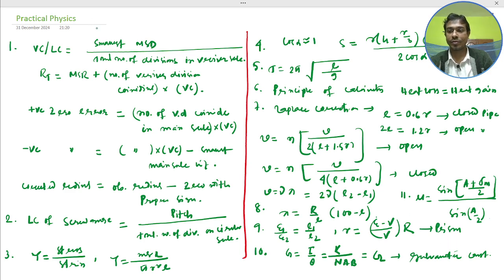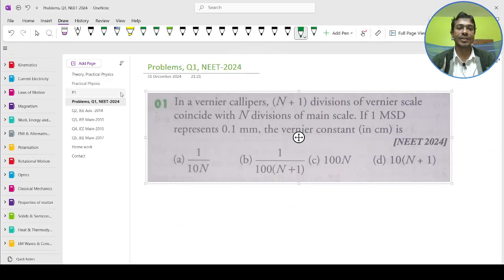This is called the prism formula. So we just discussed here the chapter summary of practical physics. Now we switch our lecture to the problem discussion session.